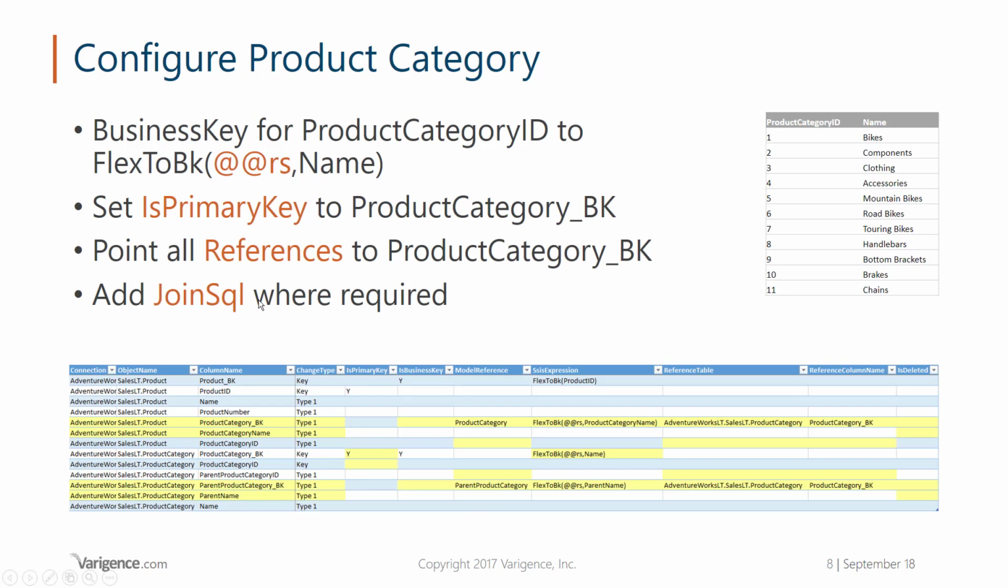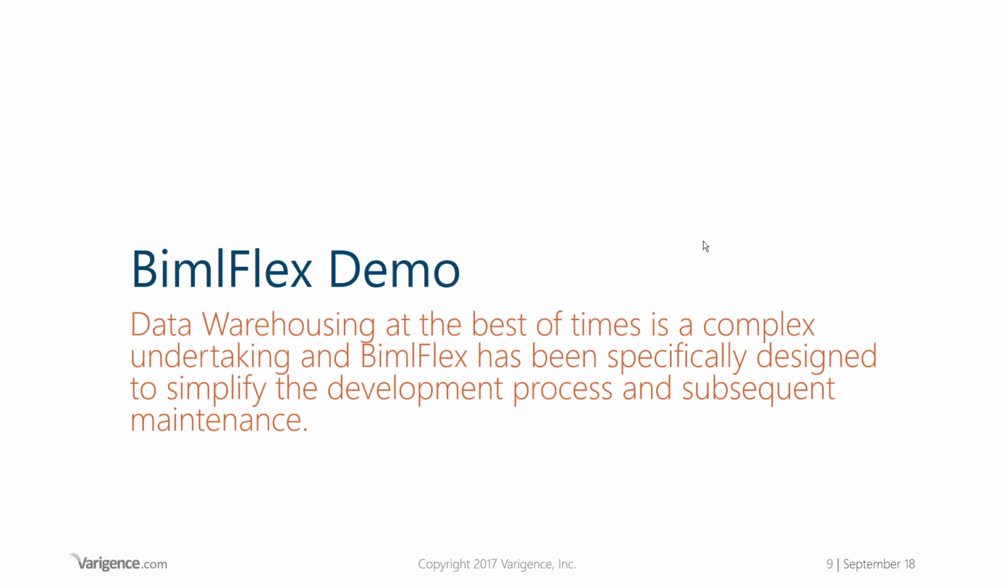You can add join SQL where you combine tables and columns from different tables here. But what we're going to do here is look at changing the product category. Instead of using the product category ID, we want to use the name. Now this is not a real world example, but it is just to show you how you will configure that in BimlFlex, just so you can get a nice understanding of how you may do that. So without further ado, I'm going to go straight into BimlFlex and show you how to do this.